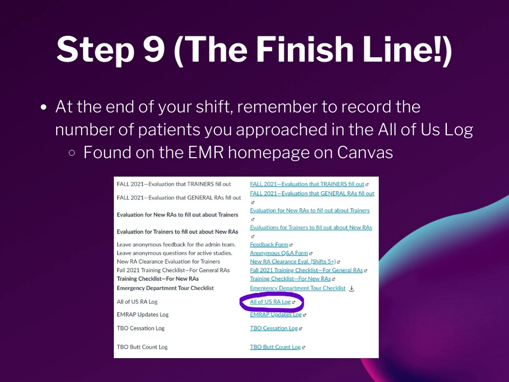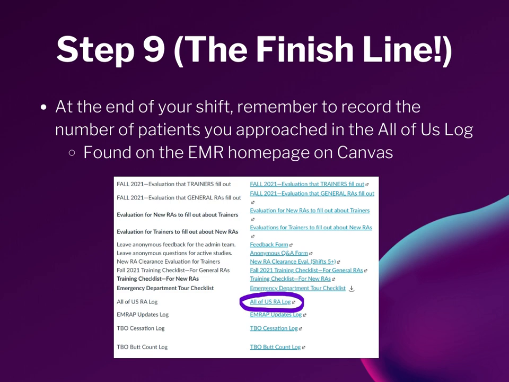You can also find this log on the front page of the EMR homepage on Canvas. You just press it and it takes you to this log where you fill out the information, and it'll direct you on what information is needed. So please don't forget this at the end of your shift. This is also crucial. And other than that, that's the whole All of Us study.